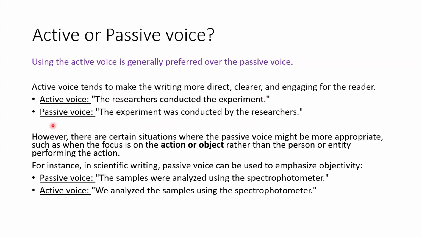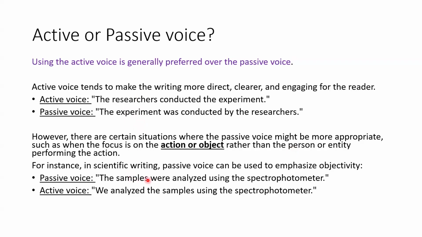However, there are certain situations where the passive voice might be more appropriate, when the focus is on the action or the objective rather than the person. Now, here the person is highlighted, but in the second, the experiment is highlighted, the method is highlighted. If you want to highlight the experiment, then you can use the passive voice, right?